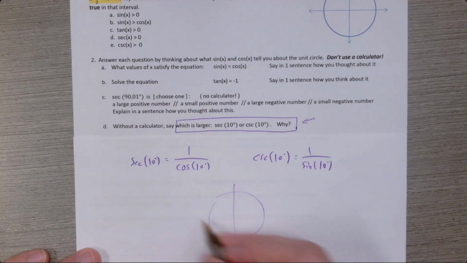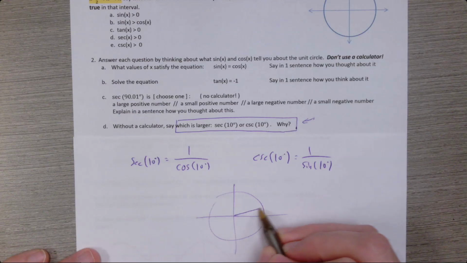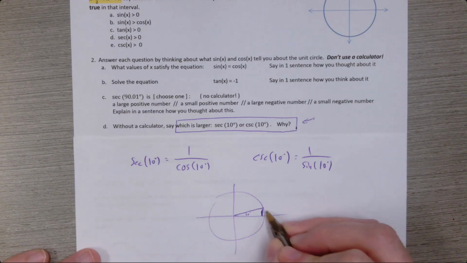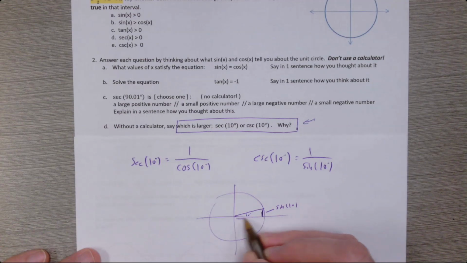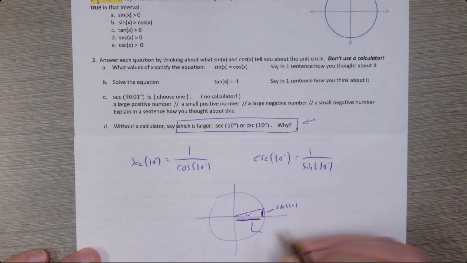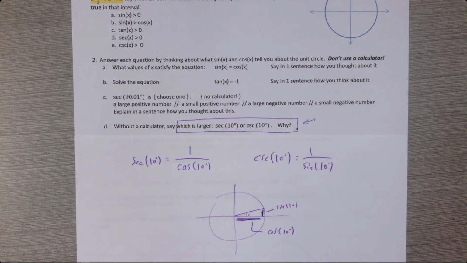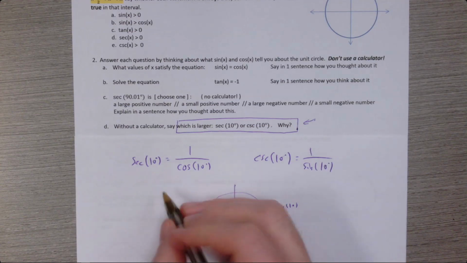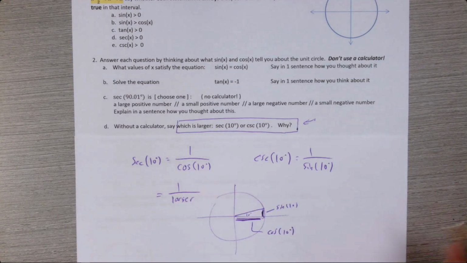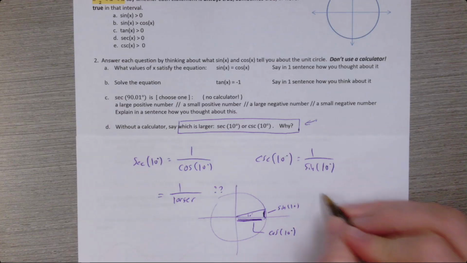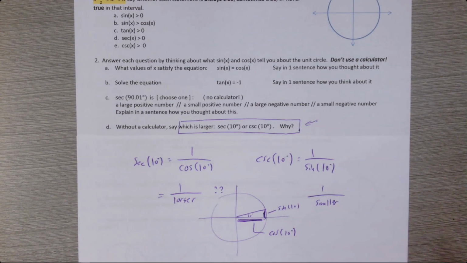So I want to know which one is bigger. So let's start thinking intuitively. If this is 10 degrees, this would be the sine of 10 degrees, that little tiny height. This kind of larger horizontal distance would be cosine 10 degrees. Okay, so how does that help me? I don't need to know the specific numbers. I'm just noticing that this is kind of a small distance and this is kind of a big distance. So you can think about this informally as 1 over something larger. And the question is, how does that compare to 1 over something that's smaller?